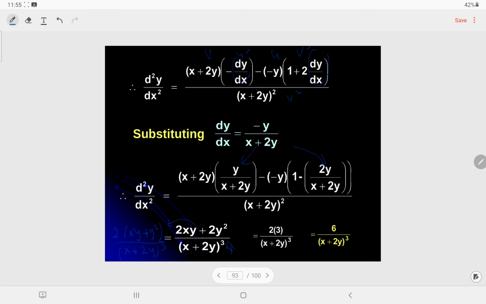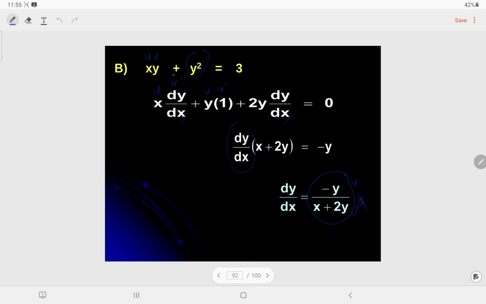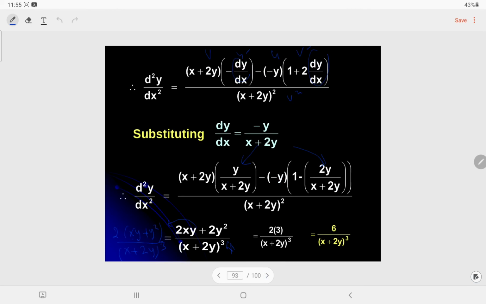Okay, from the equation just now, xy plus y squared equal to 3, so we can substitute 3. So 2 times 3 over x plus 2y cubed equal to 6 over x plus 2y cubed.